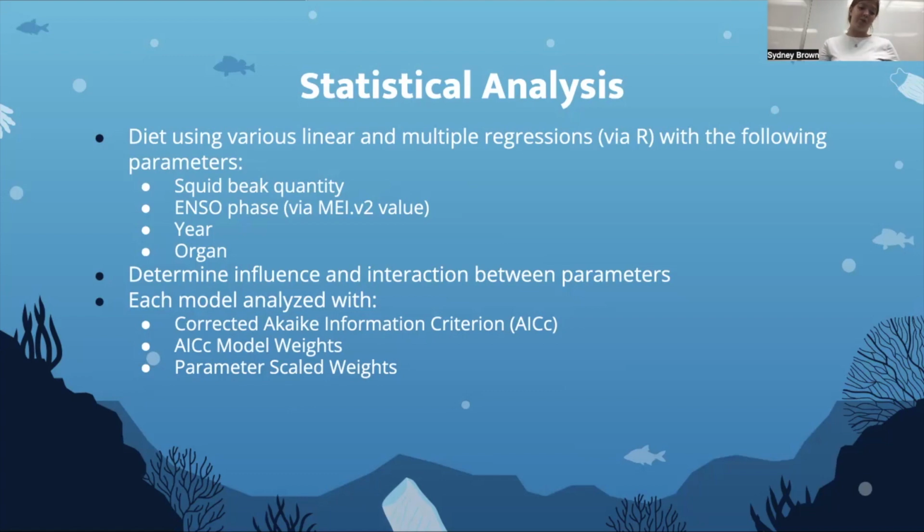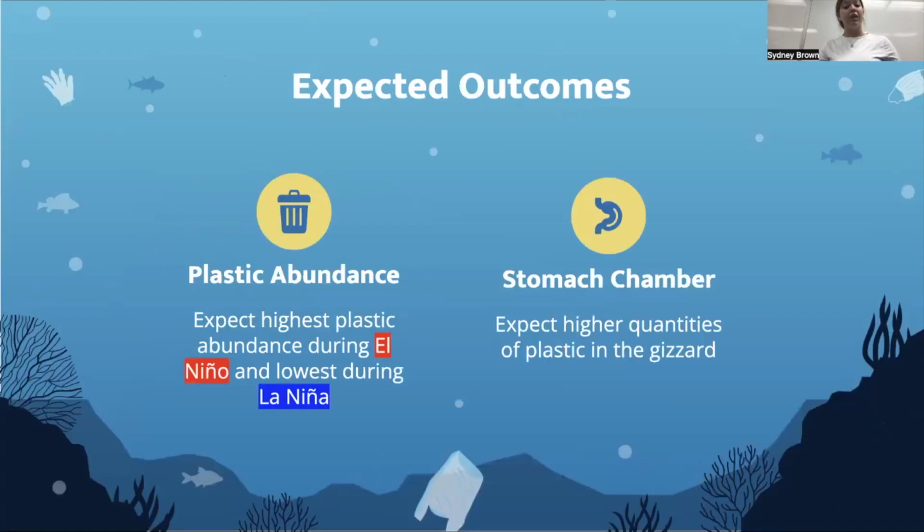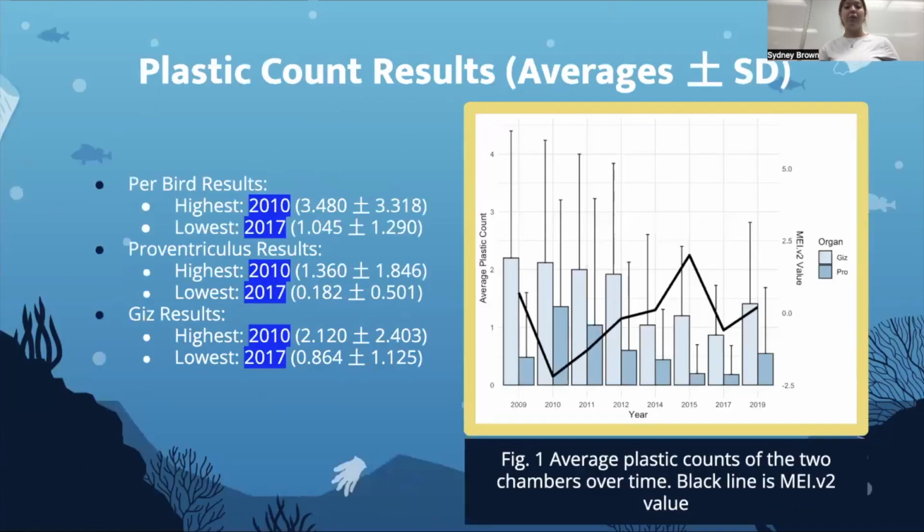Now, some expected outcomes: I expect highest plastic abundance during El Niño and lowest during La Niña. This is based off studies showing higher plastic transport to the islands, in terms of looking at plastic on the beaches, during El Niño and lowest during La Niña, and neutral years again being kind of neutral. And for stomach chamber, I expect higher quantities of plastic in the gizzard, again, because it has really, really strong retaining capabilities.